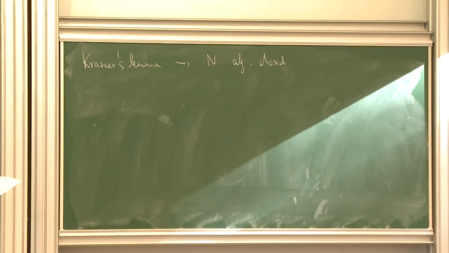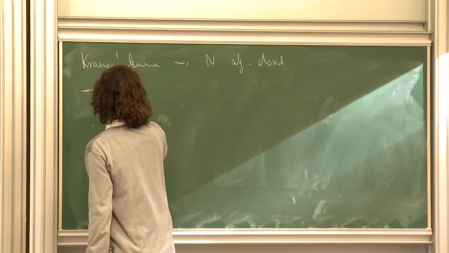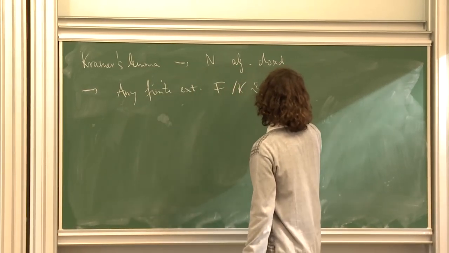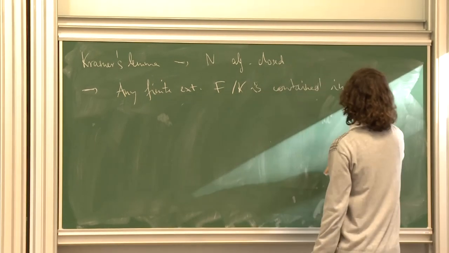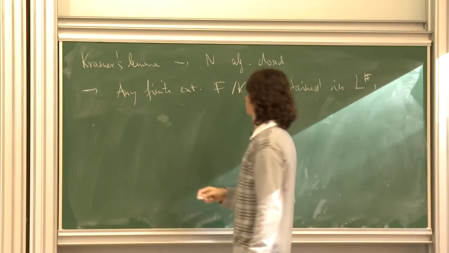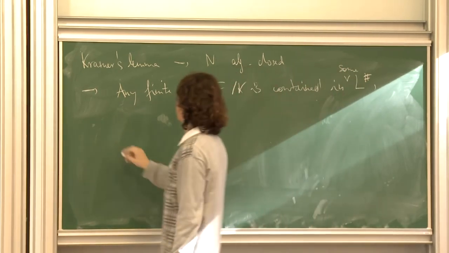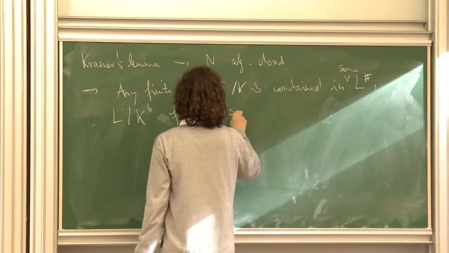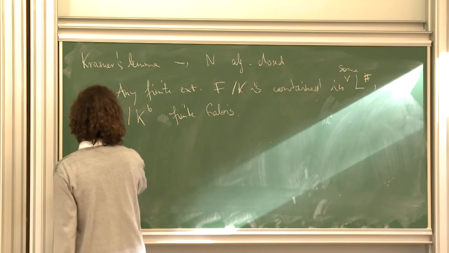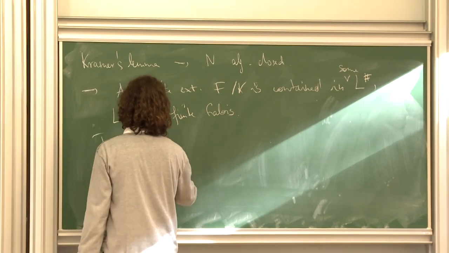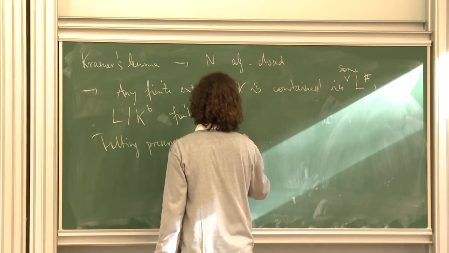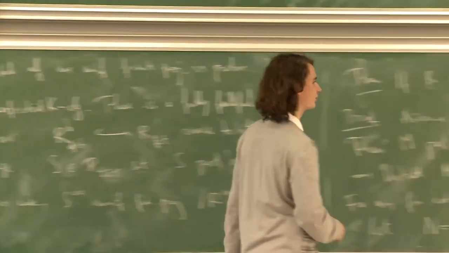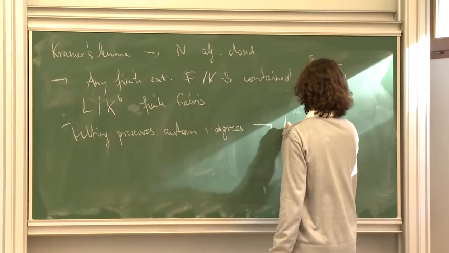And so what we get is that any finite extension F of K is contained in some L sharp, where we can assume that L sharp over K is some finite Galois extension. But tilting preserves automorphisms and degrees. That's the reason that I paid attention to this uniformity stuff, to see that it really preserves the degrees. So it follows that L sharp is again Galois.